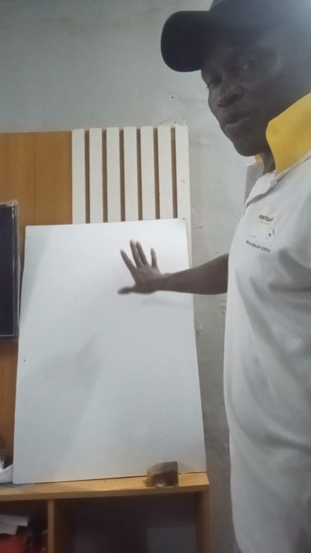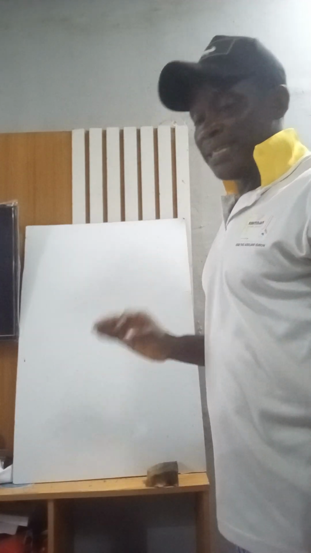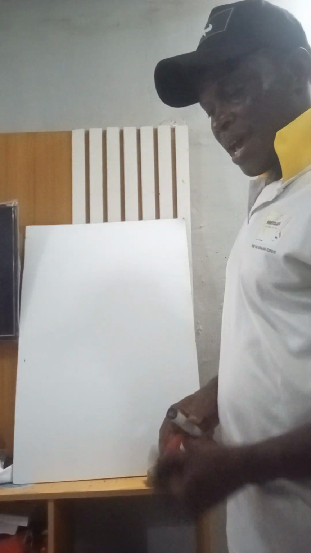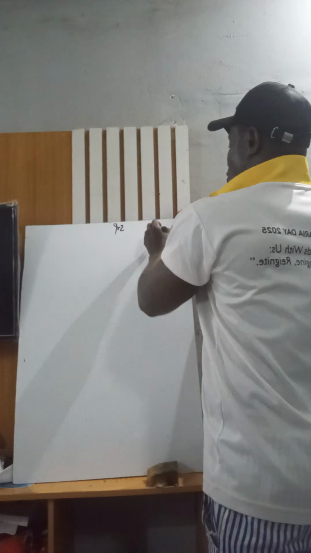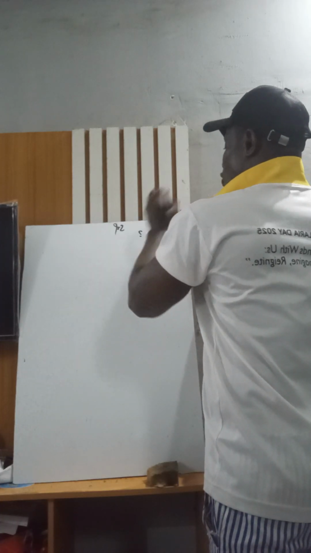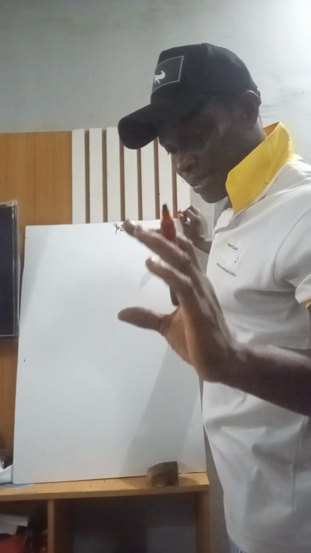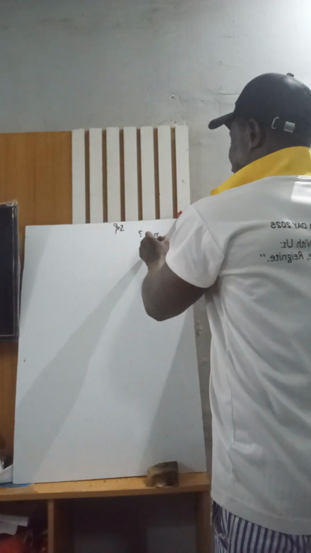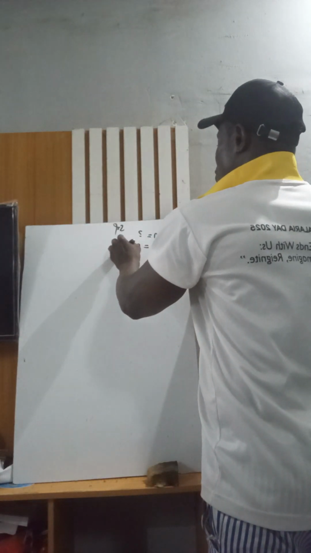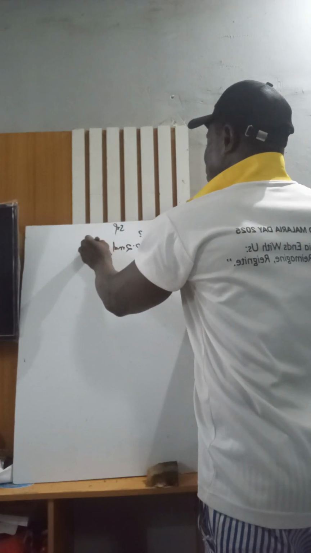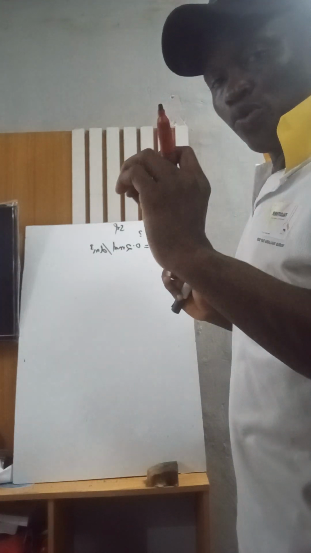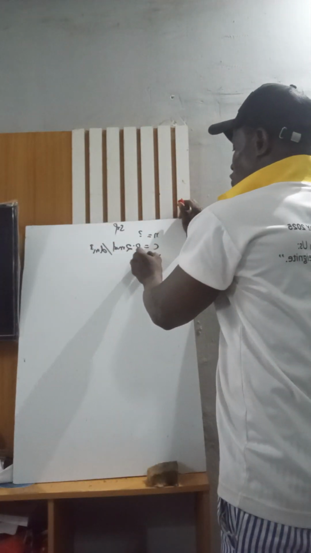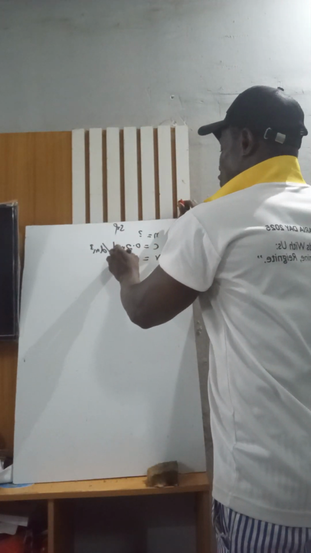Now, different from the first question I initially solved, in this one the volume is given in dm cube. So let's read the question carefully and follow it. How many moles? Number of moles is unknown. Concentration is 0.2 mole per dm cube. Then of 2 dm cube solution. So volume is 2 dm cube.